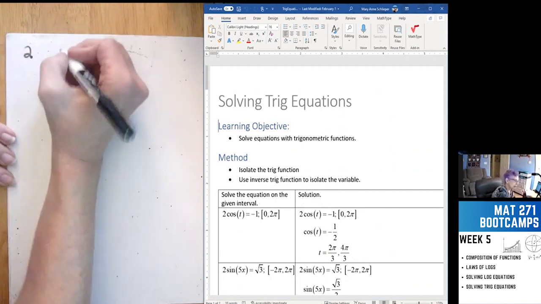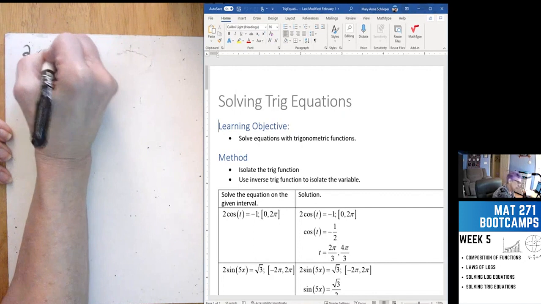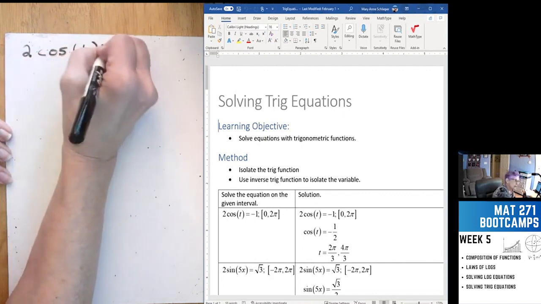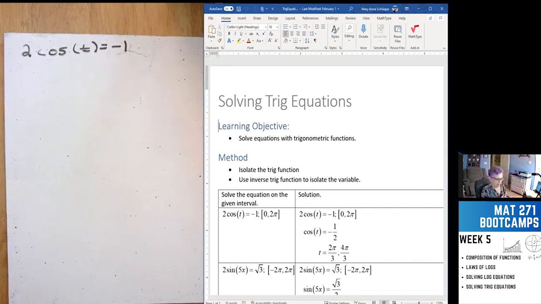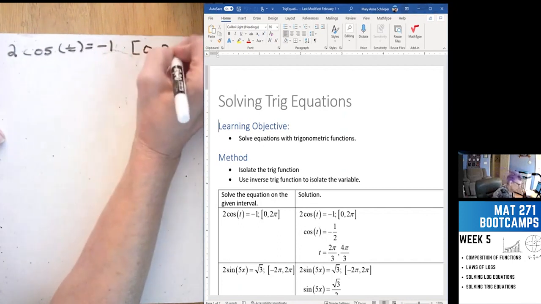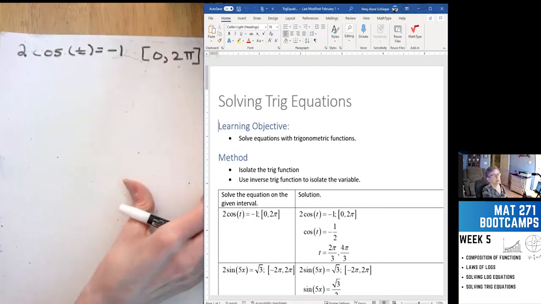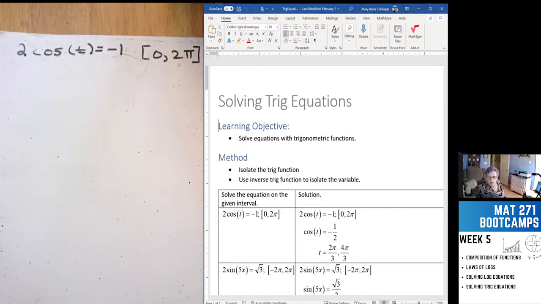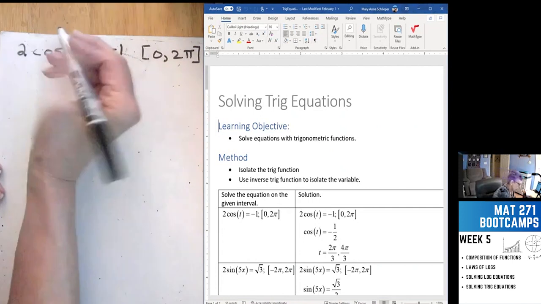So we isolate our trig function. We have 2 cosine of t equals -1, and I'm given a certain interval that I want my solution to live in, between 0 and 2 pi, because we know how trig functions are. They repeat themselves over and over, so you are going to have infinitely many answers. So you may be asked to give all the answers. You may be asked to give all of the answers in a certain range, and you need to be able to know how to do both.